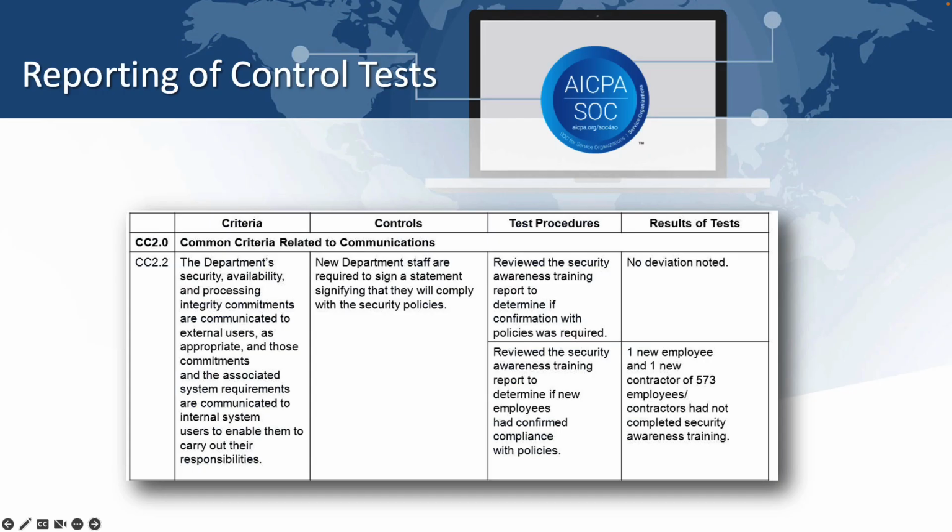Now, most SOC 2 reports show tests in a table format with the following information. It will show the common criteria being tested against, the trust services criteria or TSC, the control number, the control description from the company, the auditor's test of the control, and the test results.